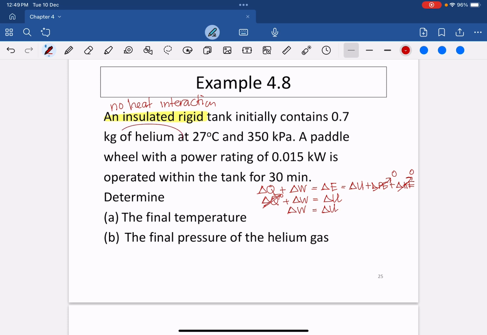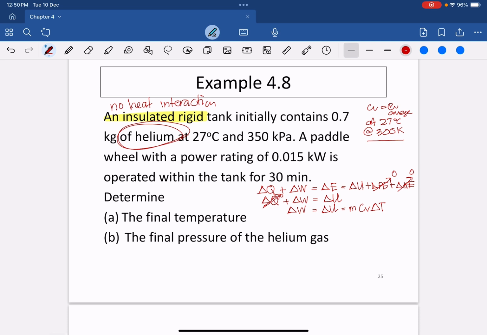Remember, this is a gas system, helium. We can directly relate internal energy with m, Cv, and delta T: m Cv delta T. The Cv here should be Cv average, at 27 degrees Celsius or 300 Kelvin. So you just take the initial values.